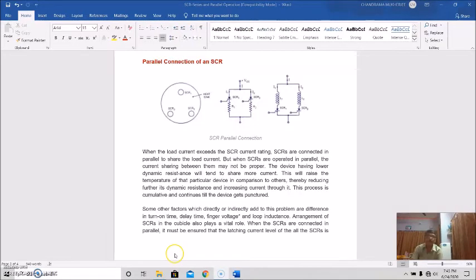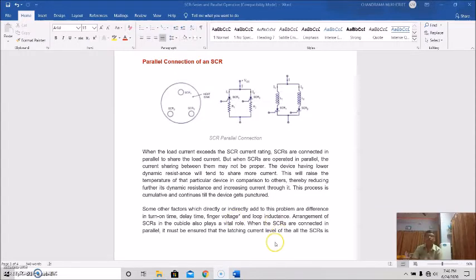Okay. Now we'll discuss the parallel connection of HCR. So we have so far discussed the series connections, how they can be made, and what precautions are to be taken for static equalization and dynamic equalization. Now we'll talk about parallel connection of HCR.